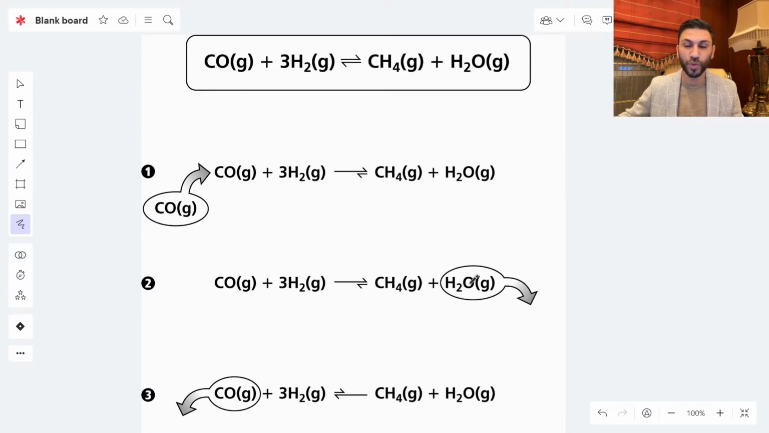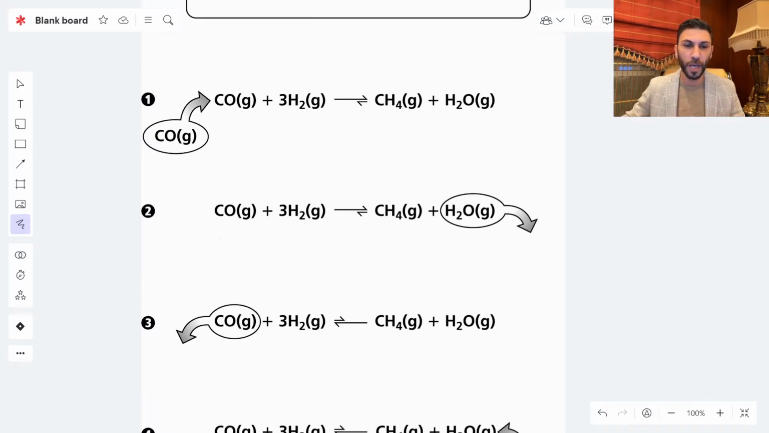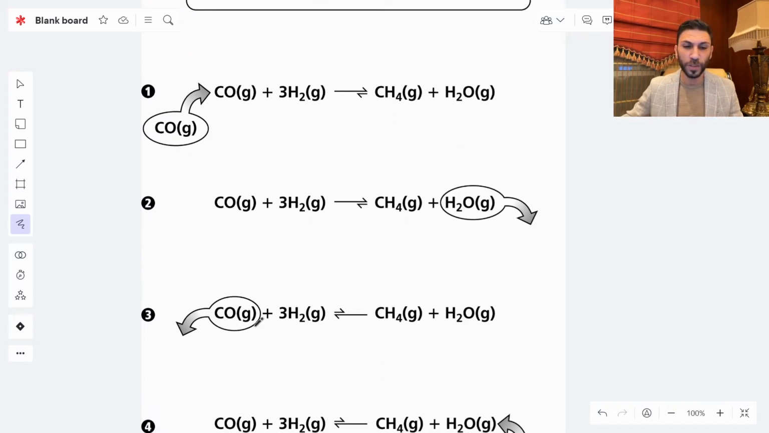Now, what about removing one of the products? Also, the chemical reaction will try to compensate for what you are removing. So if you are removing one of the products, that means the chemical reaction will shift to the right, toward the products, to give more products because you are removing one of the products. Now, number three, what if we are removing one of the reactants?